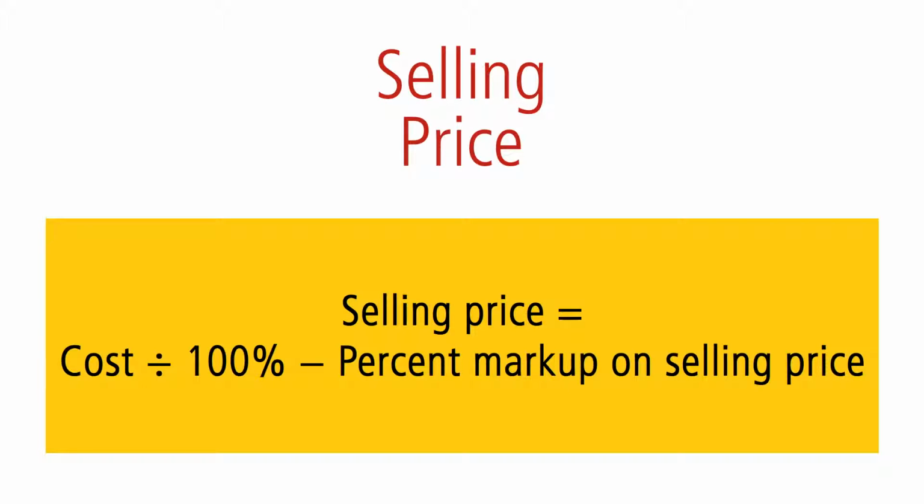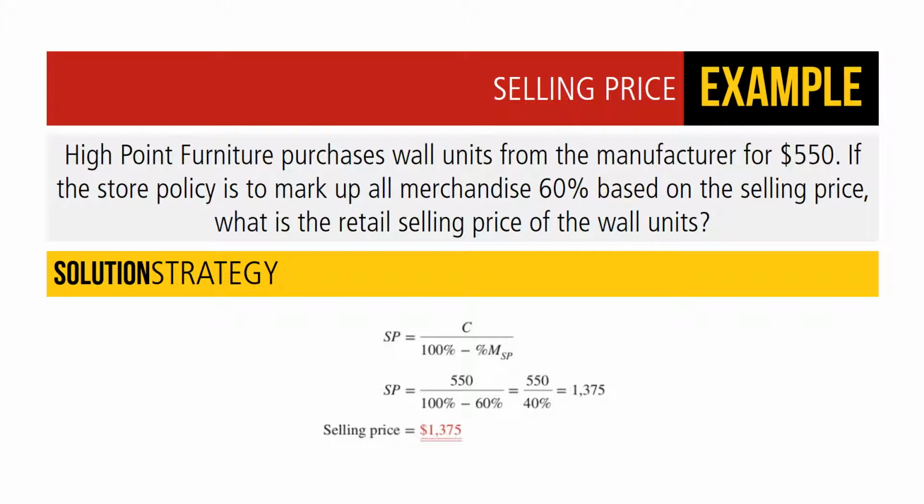Because the selling price is the base, we can solve for the selling price by using the percentage formula: base equals portion divided by rate, where the cost is the portion and the percent cost, or 100% minus markup on the selling price, is the rate. So selling price equals cost divided by 100% minus percent markup on selling price. Let's use those formulas in this example to calculate selling price.